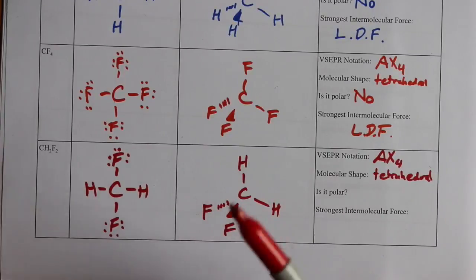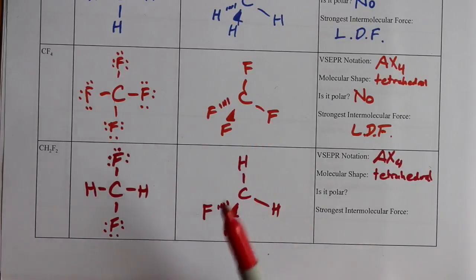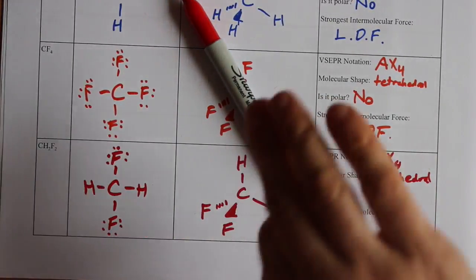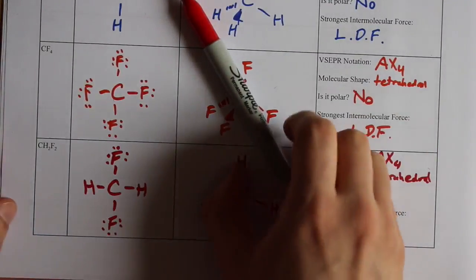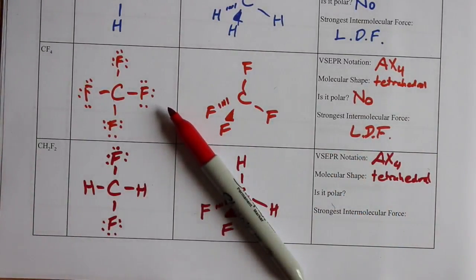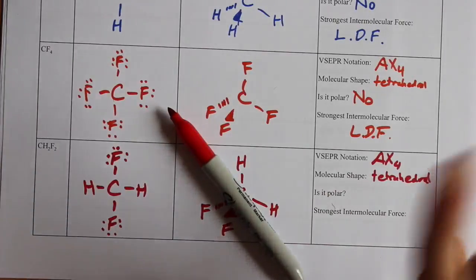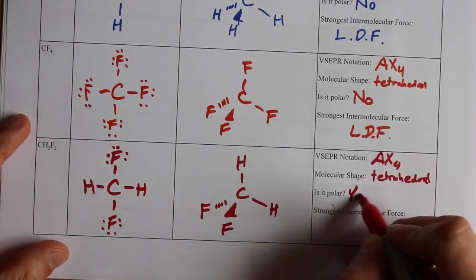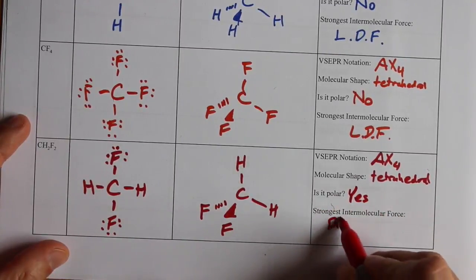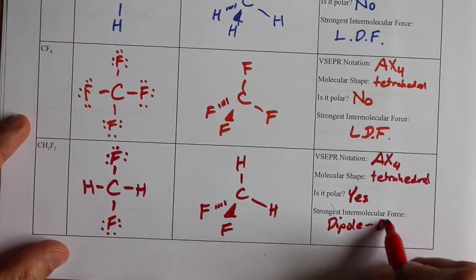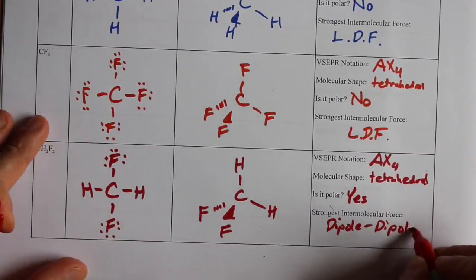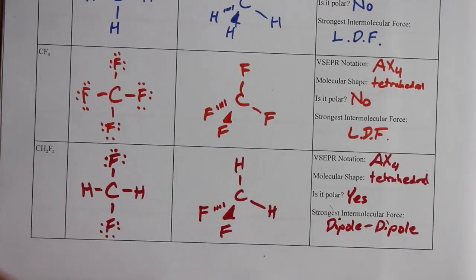But this molecule is not symmetrical from all directions like these were. If I divide my CF4 up like this, I got 2 fluorines pulling that way, 2 fluorines pulling that way. That's equal. But here, if I slice it along that plane, I got fluorines pulling down and to the left, and hydrogens pulling up and to the right. Those do not balance, because F and H are not the same thing. So this one is polar. And the strongest intermolecular force is dipole-dipole forces. I know it's not hydrogen bonding because the hydrogens are not connected to nitrogen, oxygen, or fluorine. That's it. All of these were tetrahedral.